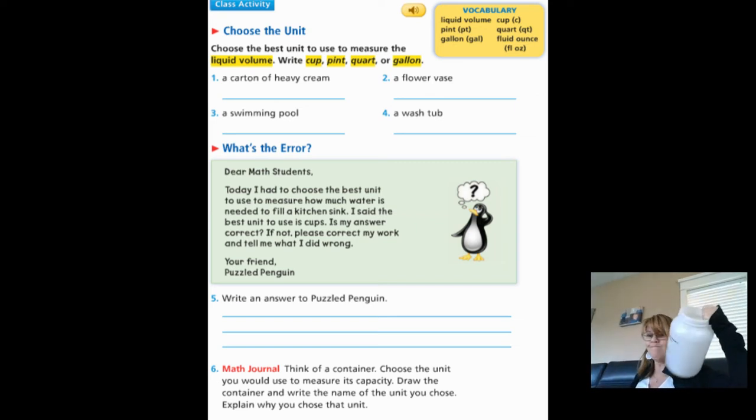Probably a gallon. So he's using a device that is too small. So the unit of measurement that he's chosen is too small. So, all right. For the math journal, I want you to do that one and talk about it with a parent. Okay.